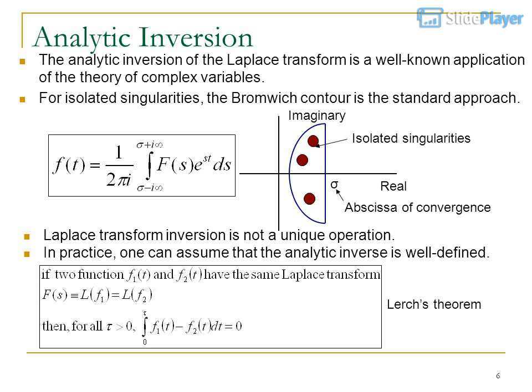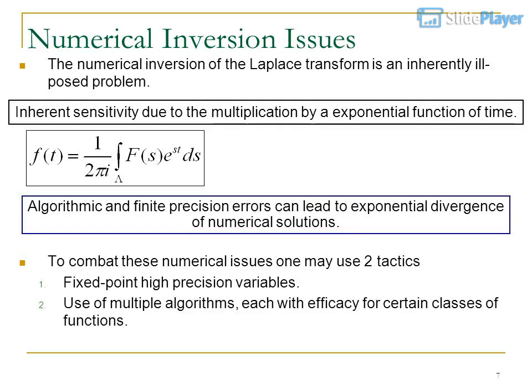Analytic inversion. The analytic inversion of the Laplace transform is a well-known application of the theory of complex variables. For isolated singularities, the Bromwich contour is the standard approach, with the real axis sigma beyond the abscissa of convergence and the imaginary axis. Laplace transform inversion is not a unique operation. In practice, one can assume that the analytic inverse is well defined. Lerch's theorem.